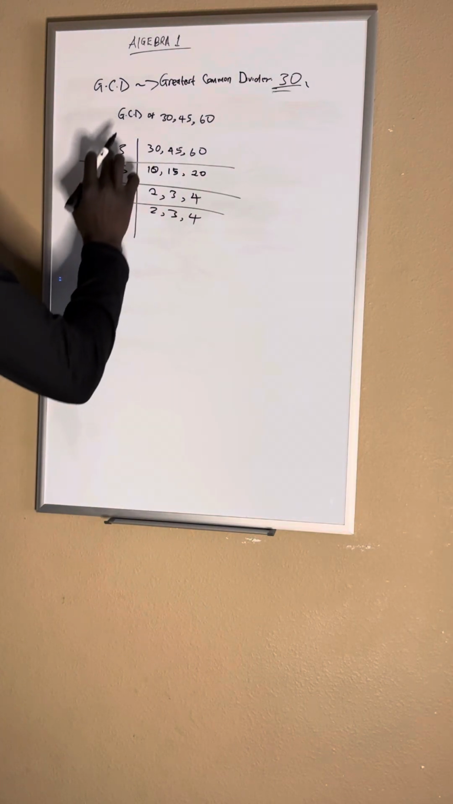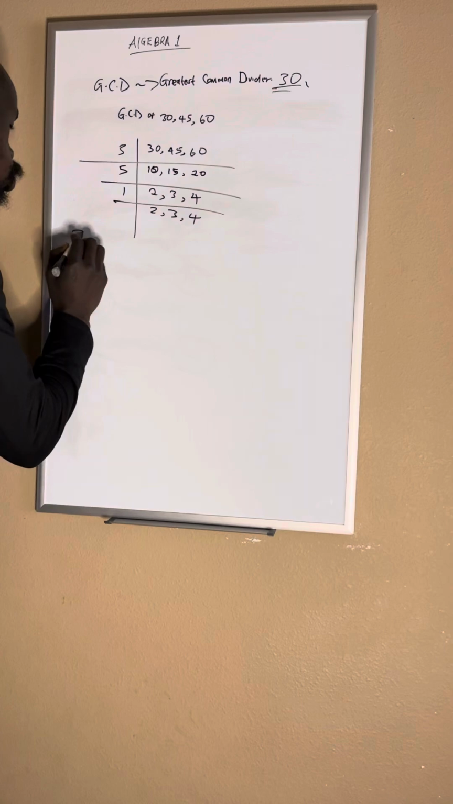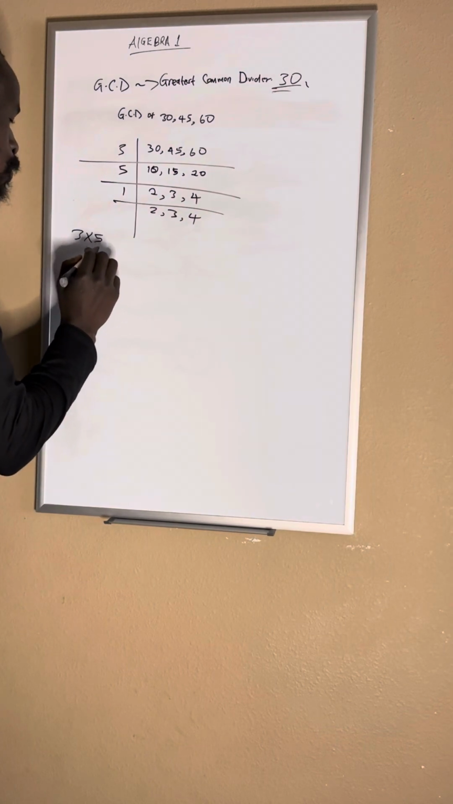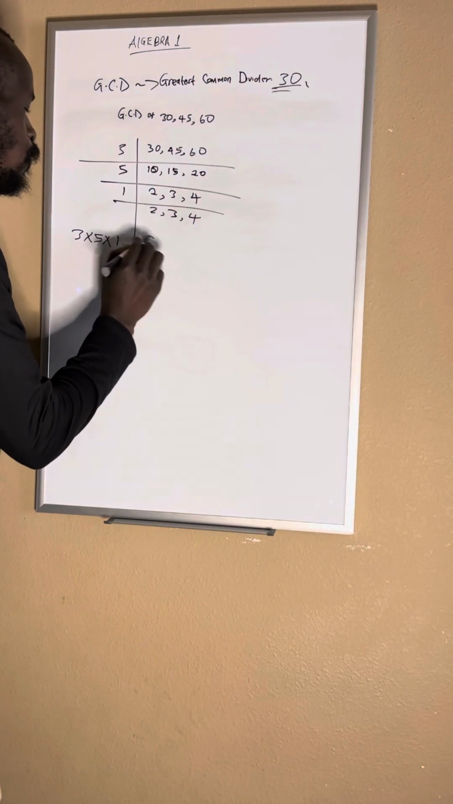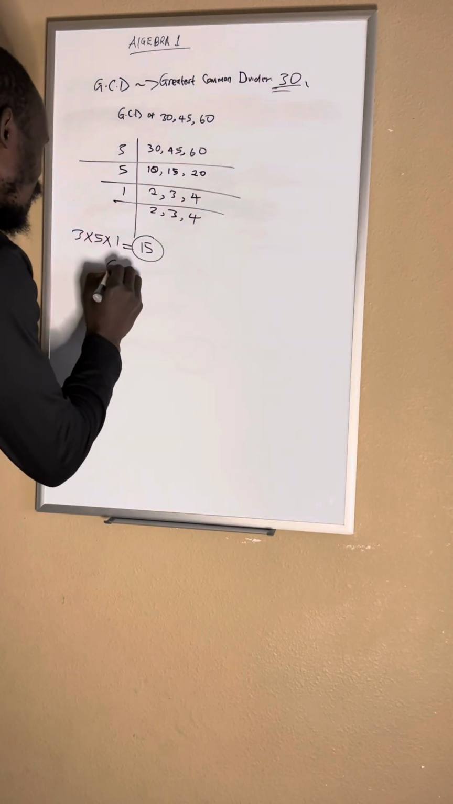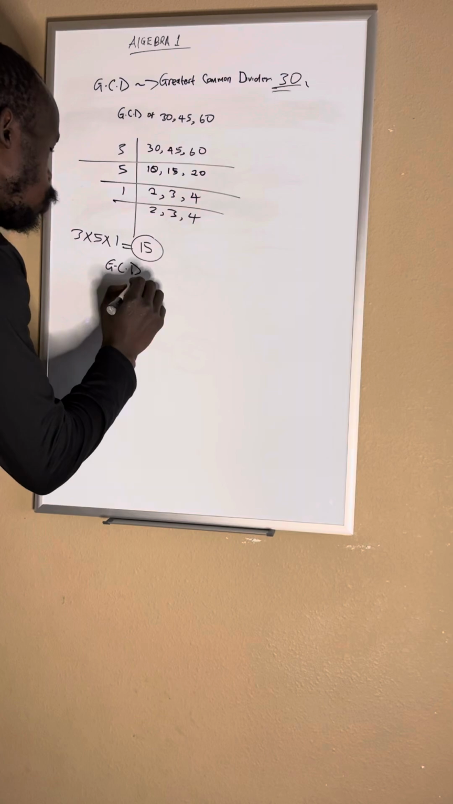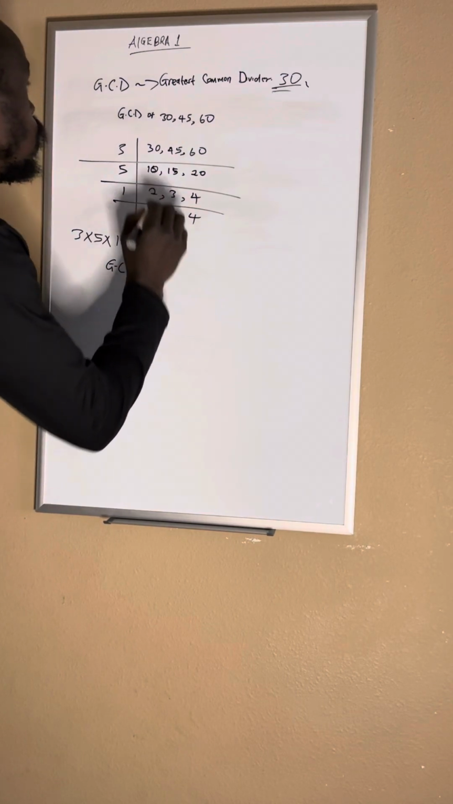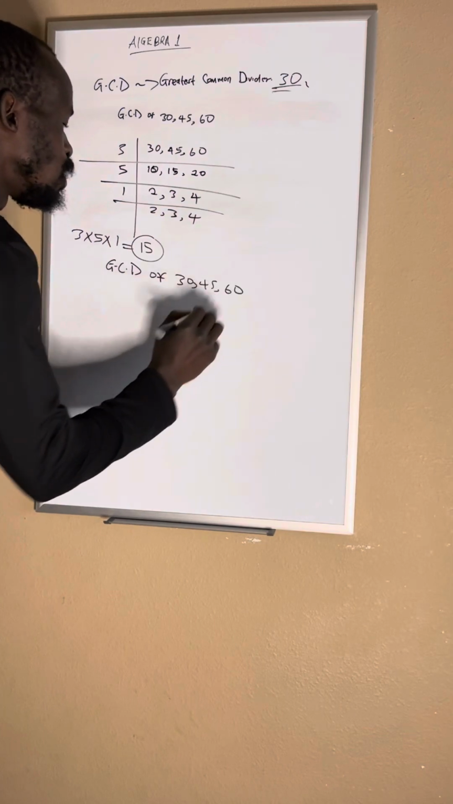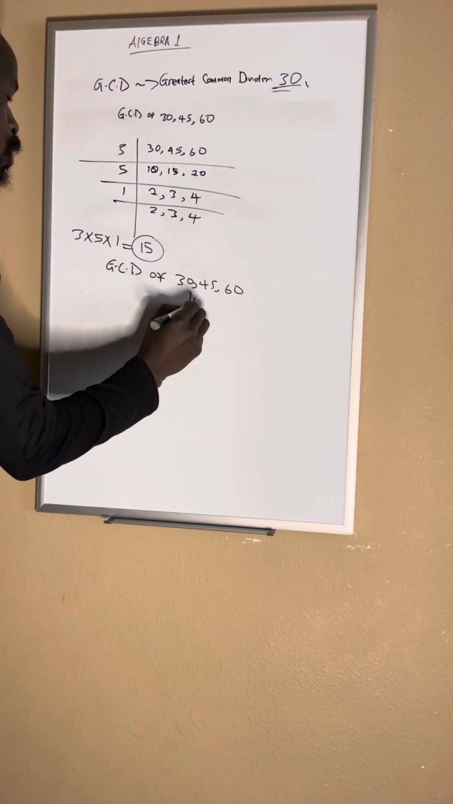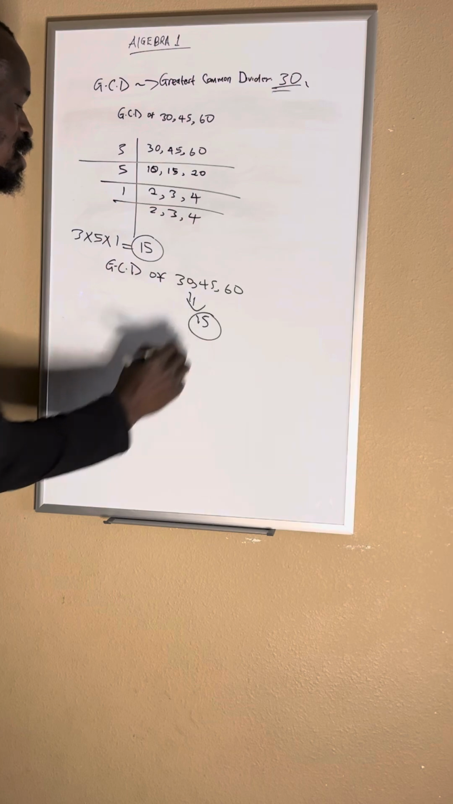So we'll come here and multiply these dividers. It will be 3 multiplied by 5 multiplied by 1 to make it 15. So the GCD, the greatest common divider of 30, 45, and 60 is basically what? 15. And that's our answer.